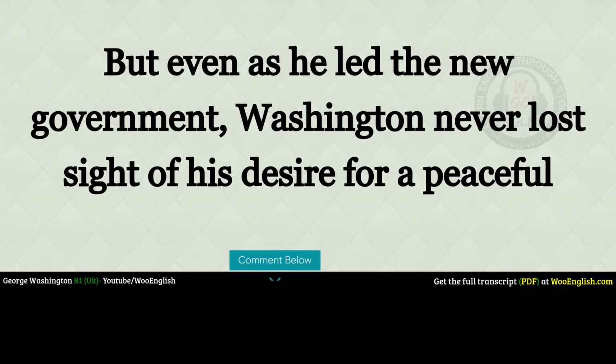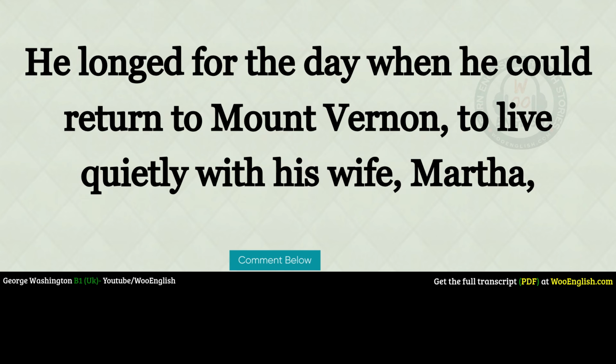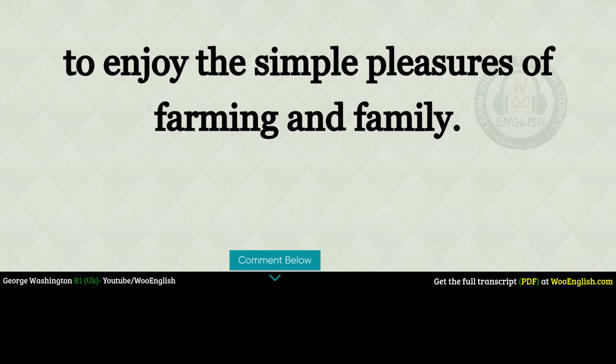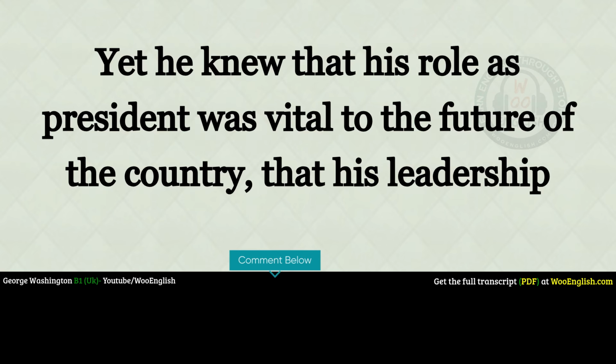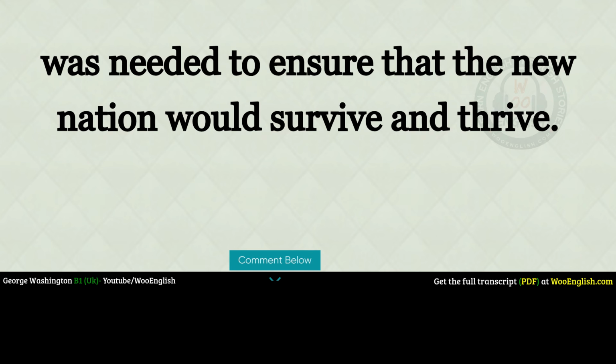But even as he led the new government, Washington never lost sight of his desire for a peaceful life. He longed for the day when he could return to Mount Vernon, to live quietly with his wife Martha, to enjoy the simple pleasures of farming and family. Yet he knew that his role as president was vital to the future of the country, that his leadership was needed to ensure that the new nation would survive and thrive.